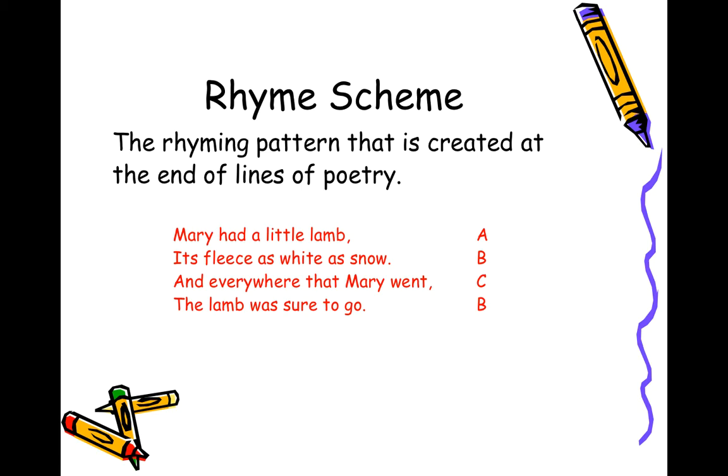If you go down to the next line and look at the last word, does the word went rhyme with either lamb or snow? If the answer is no, you need to take the next consecutive letter in the alphabet, which in this case is C. Then you go to the last word in the last line, which is go. Does it rhyme with lamb? No. Does it rhyme with snow? Yes, it does. So you're going to give it the same alphabetic character as snow. So in this case, the rhyming words are snow and go, so they will both have a B. And A and C are lamb and went, and they do not rhyme. So this is an A, B, C, B rhyme scheme.